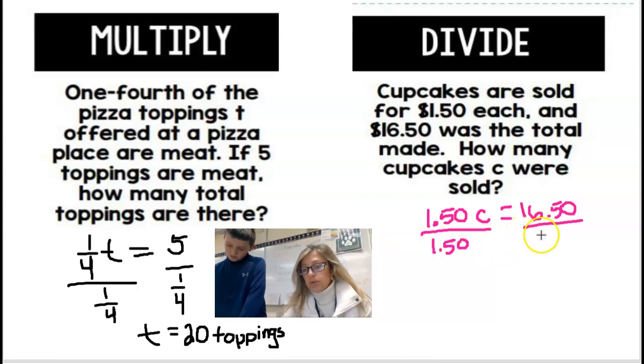So if I divide both sides by $1.50, I know I spent $16.50. So if I divide that by $1.50, how many will I end up with, Jack? 11. I will end up with 11 cupcakes. Very nice. Make sure you all have this down.